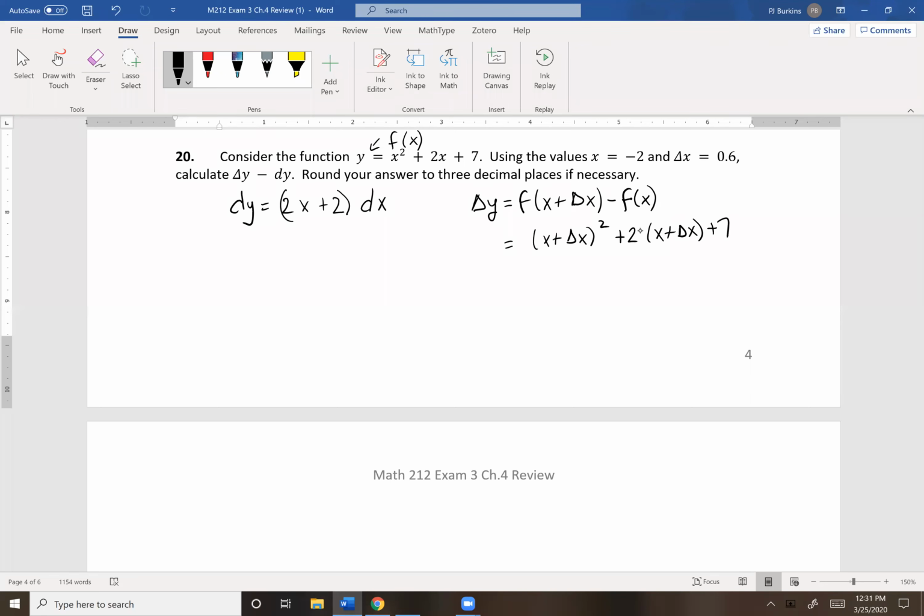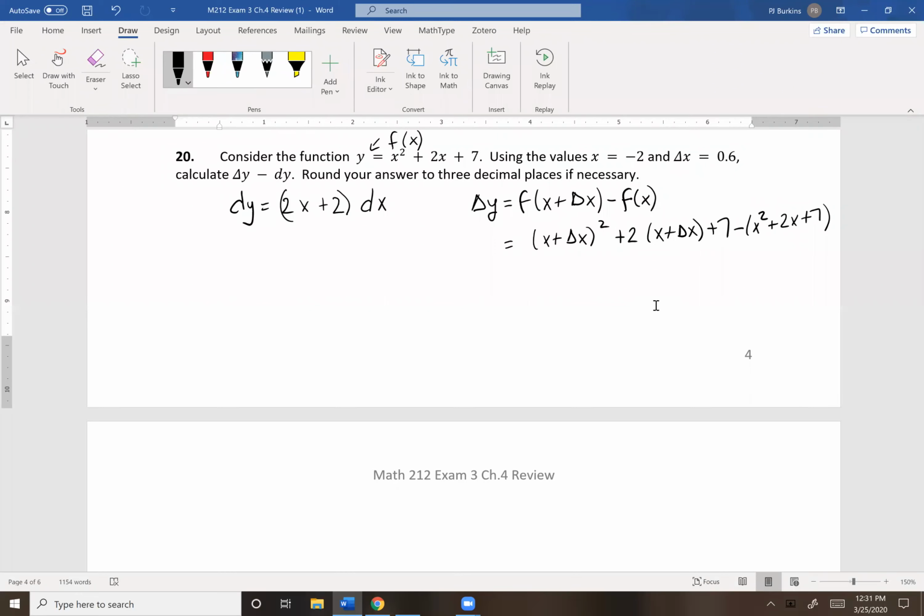All right, this is f of x. So if there's an x here, I just put x plus delta x in its place. And then there's an x there, I put x plus delta x. And then finally, it's minus the original function. So minus that whole thing.